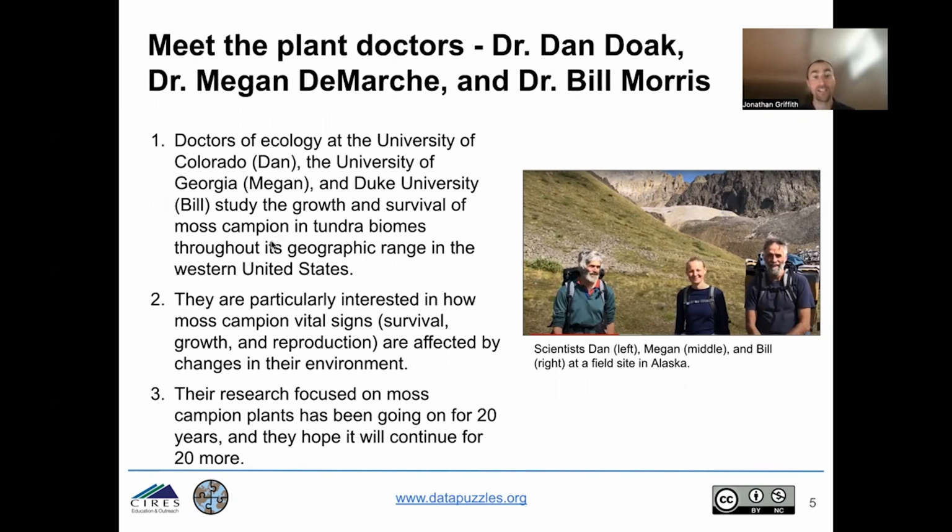They're particularly interested in how these Moss campion vital signs, survival, growth, and reproduction rates, are affected by changes in the environment. And so their research is focused on Moss campion plants over a 20-year time period, and they hope to continue to monitor the plant's vital signs for 20 more years to come.